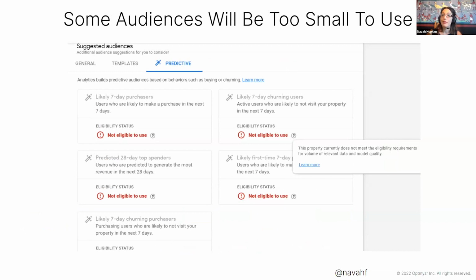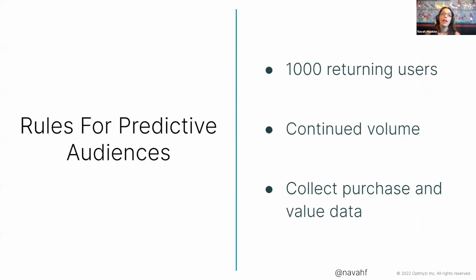Which, as I mentioned, with thresholding, one of the things that we all got very excited about with GA4 is predictive audiences, someone who was likely to churn, someone who was likely to buy, all these things. I have to tell you, for a lot of the smaller folks that I work with, they don't have access to these audiences. And the reason for it is that they do not meet the minimums. So just so that you have it as a handy dandy cheat sheet, you need to have at least 1,000 returning users, you need to have continued volume, and you need to be collecting the purchase and value data. If you do not do those things, you are going to hit an issue.